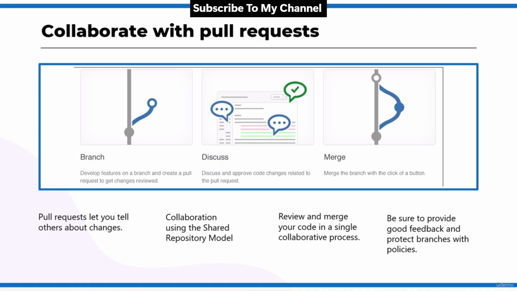Pull requests are commonly used by teams and organizations collaborating using the shared repository model. Pull requests combine the review and merge of your code into a single collaborative process. Once you are done fixing a bug or a new feature in your branch, you can create a new pull request and add the team members to the pull request so they can review and vote for your changes. Use pull requests to review your work in progress and get early feedback on changes, which makes sure that you have good feedback and good code reviewing going side by side.